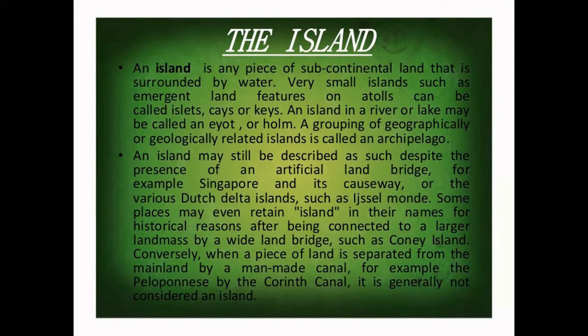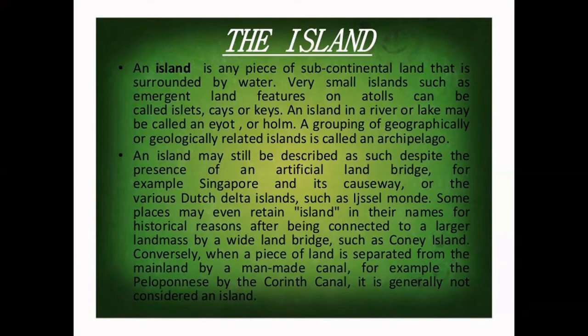A grouping of geographically or geologically related islands is called an archipelago. An island may still be described as such despite the presence of an artificial land bridge, for example Singapore and its causeway, or the various Dutch Delta islands. Some places may even retain island in their names for historical reasons after being connected to a larger landmass, such as Coney Island.